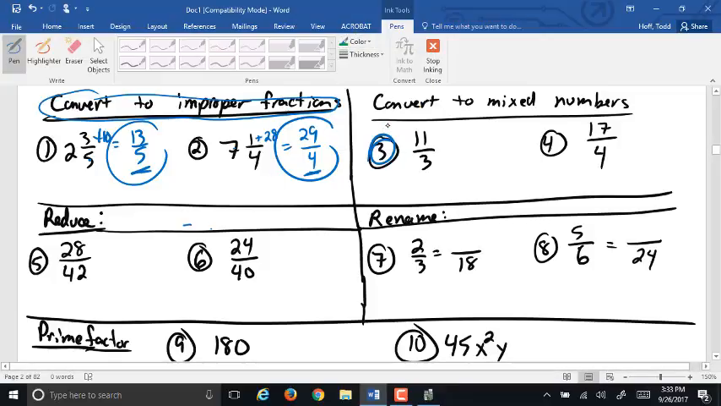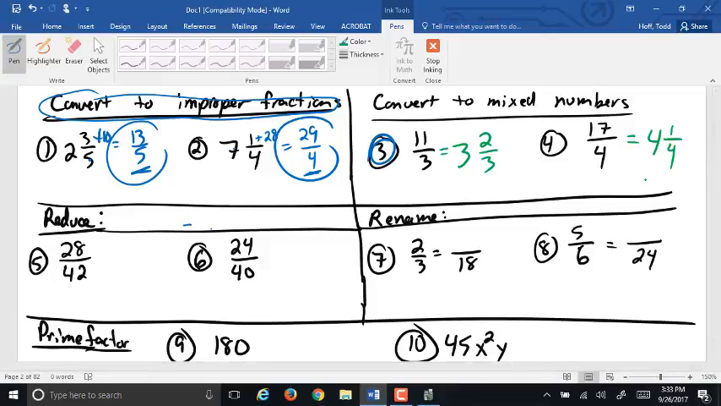Okay, over here, going from our improper fractions to mixed numbers, we are dividing out and taking a remainder. How many times does 3 go into 11? 3 times, with how many left over? 2, so it'd be 2/3. 17/4. How many times does 4 go into 17? 4, with how many left over? 1. So 4 1/4. Any questions on those first 4 problems? Okay, so we're good converting from mixed to improper and back again.